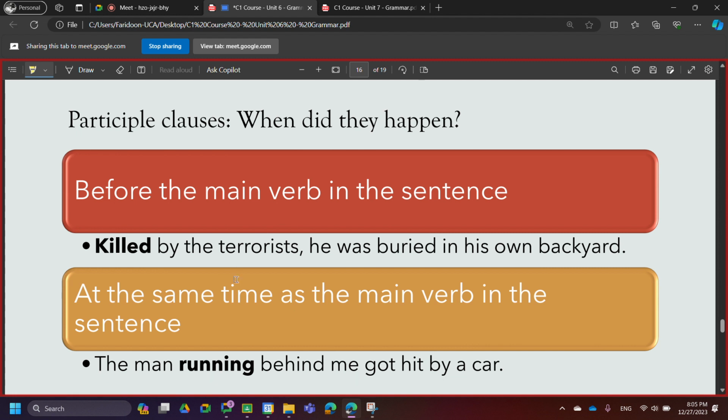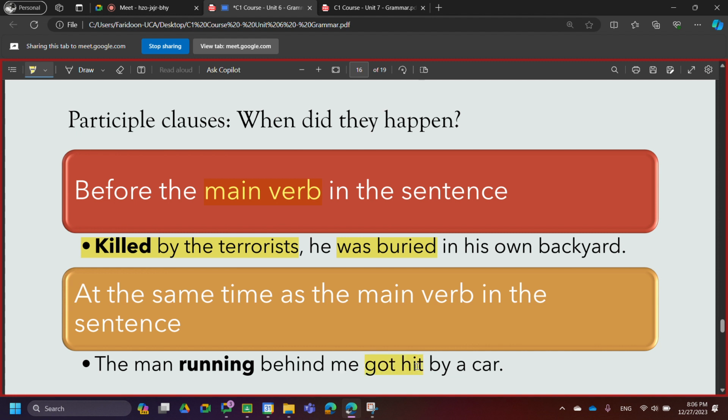So there are two different ones, of course. It can either be before the main verb, the main verb happens, right? So where's the main verb here? He was buried. So this is our main verb in this sentence, and our participle clause is killed by a terrorist. So, when you check these two actions, which of them happened first? Okay, in here, of course, the participle clause happened first because first he was killed, then he was buried. Okay, so it can be before and it can also be at the same time. So, two different times we have for participle clauses. And in here, it's the same one. So the man running behind me got hit by a car.